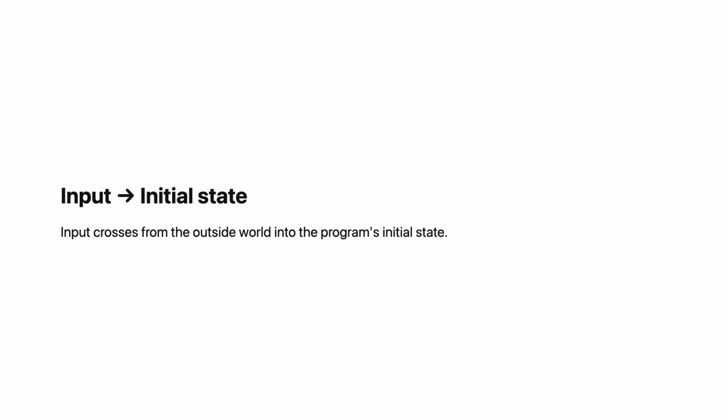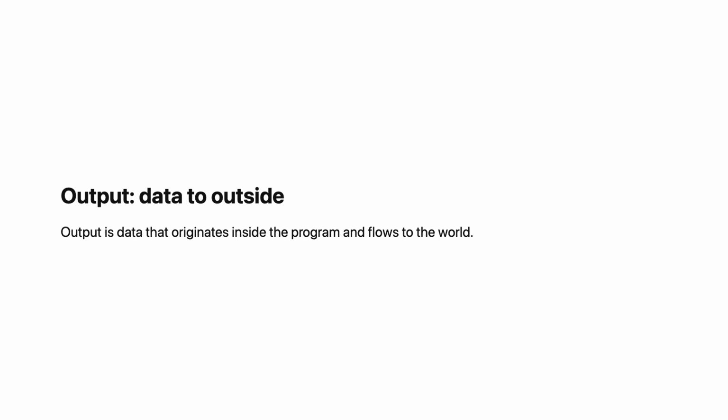Output is data that goes from the program to the outside world. Think about all the ways data can leave a program. Text appears on a screen. A file is written to disk. Data is sent over a network. A speaker produces sound. A motor turns. All of these are output, data that originates inside the program and flows out to the world.